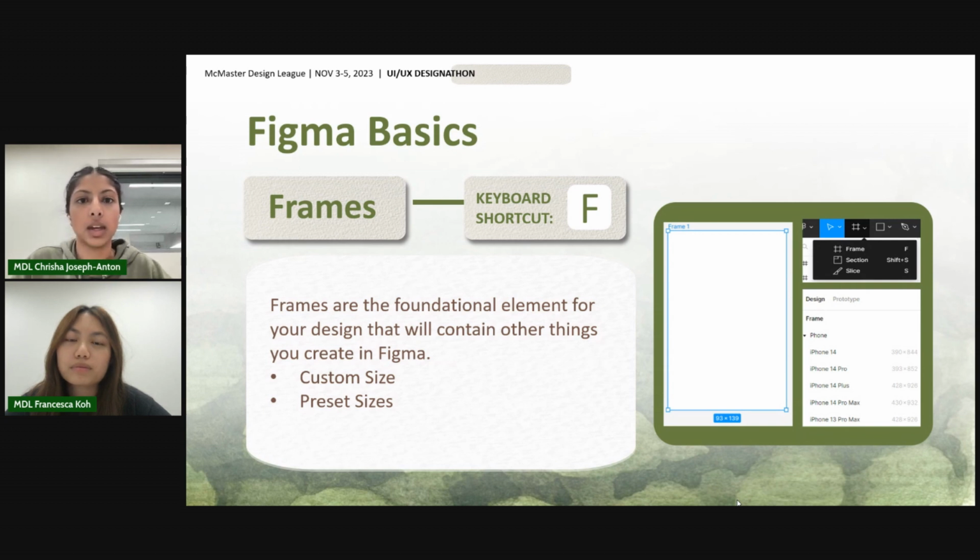allowing you to create more complex designs, which we'll get into. To create a frame, you could use the keyboard shortcut F, and then you could also just use custom sizes or preset sizes depending on the type of application. For example, if you want to create something for mobile devices or tablets or computer displays, it's up to you. It's very customizable.